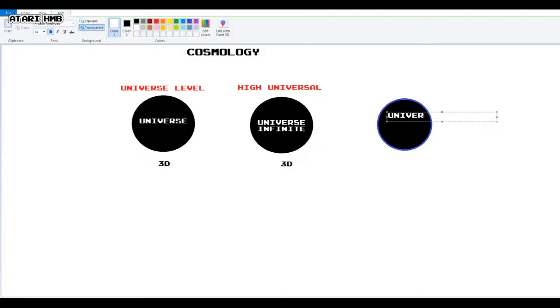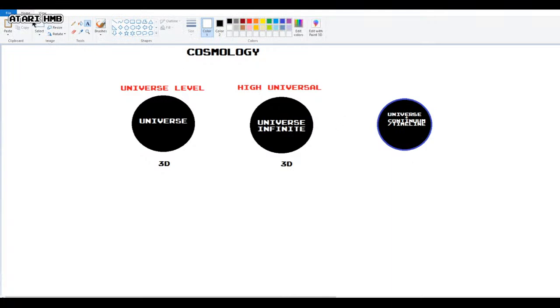Universe plus continuum, also known as a timeline. Now this one I have to, let me lower the font. All right. So this is a continuum. This is a timeline, okay? Now, a timeline is going to be a little more complex. This is the next level up.